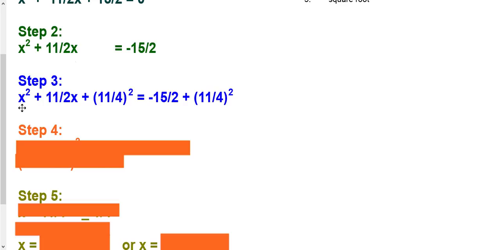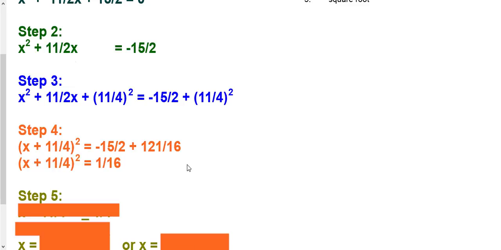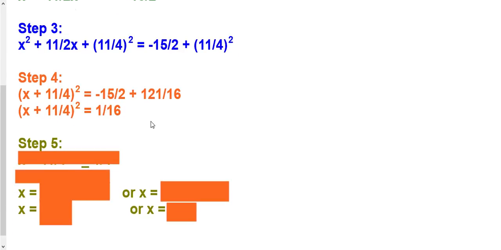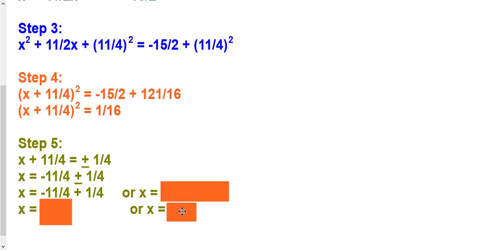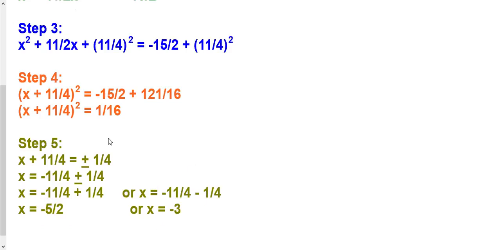Remember when we were factoring, you look at what's being squared here in the beginning, which was an x, and what was being squared at the end, which was 11 over 4, so that goes in the end of our parenthesis. Over here, we can work this out. This is 121 over 16. Do a common denominator, and we end up getting 1/16. So we have something squared equals 1/16, so we can take the square root of both sides. Get x by itself. Remember your plus or minus here. Break it apart into two nice, neat problems. Simplify them down, and you get your two answers.